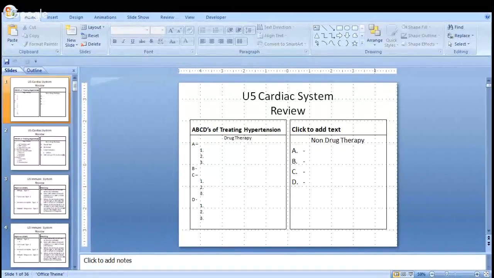Right. Okay. So what are the non-drug therapies that we can give? Non-drug therapies.